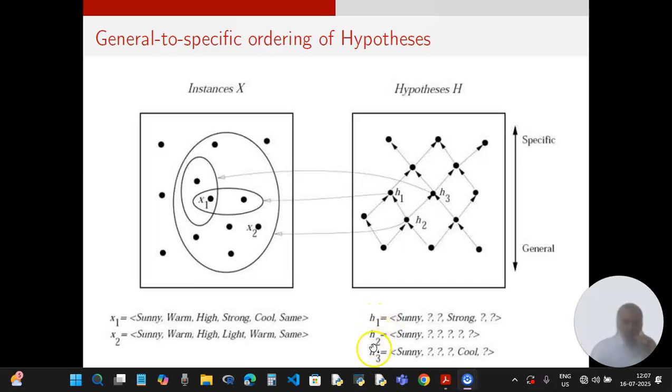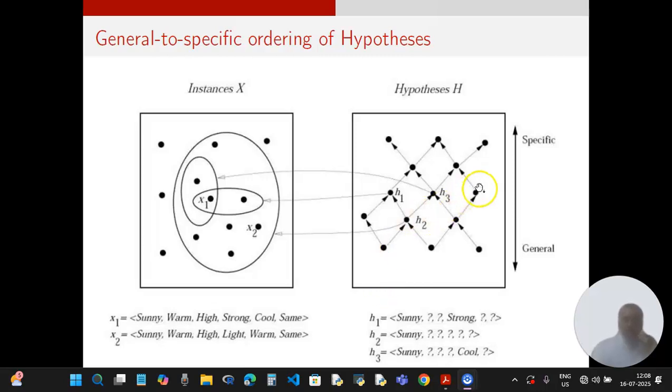Now what about the relationship between H1 and H3? By looking at the attribute wind speed, we can say that H3 is more general than H1, because H1 has a condition that wind speed is strong only, but H3 can take any wind speed value. But by looking at the attribute water condition, H1 is more general than H3. So by combining all attributes, H1 and H3 are not comparable.